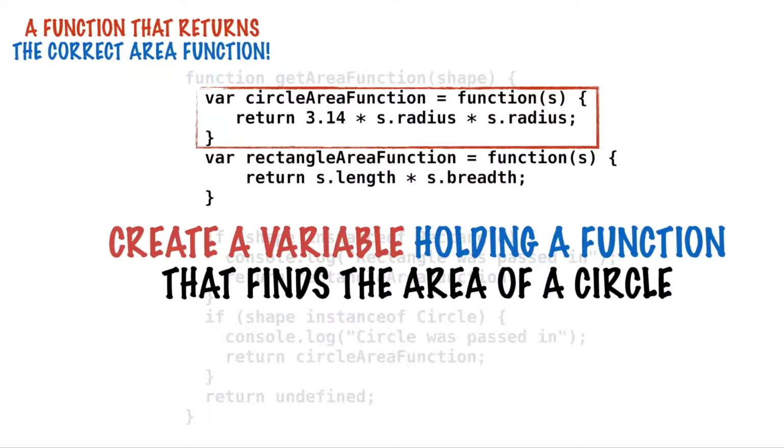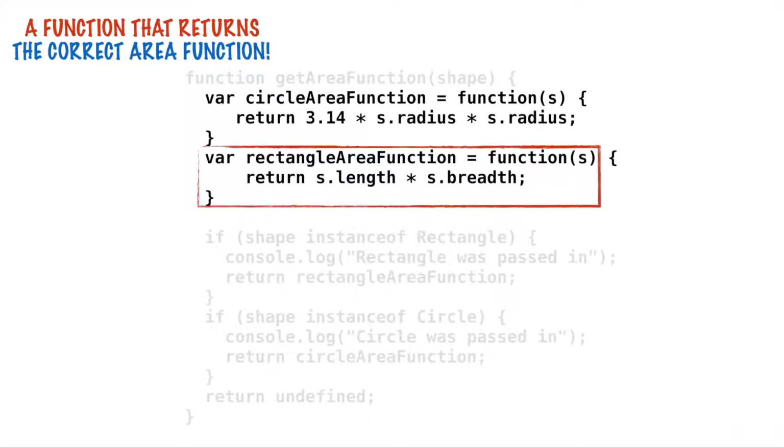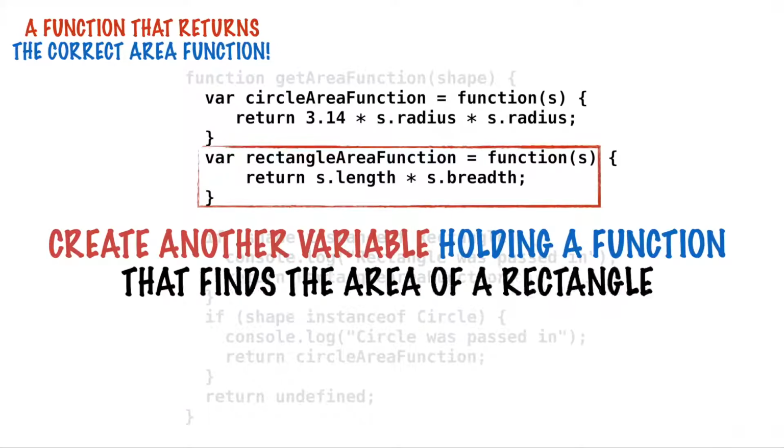Similarly, we also create a second variable called rectangle area function, which holds a function which takes in a rectangle and finds the area of a rectangle. So the rectangle area function variable holds a function which calculates the area of a rectangle. So we now have two variables set up, circle area function and rectangle area function, calculating the area of a circle and a rectangle respectively.